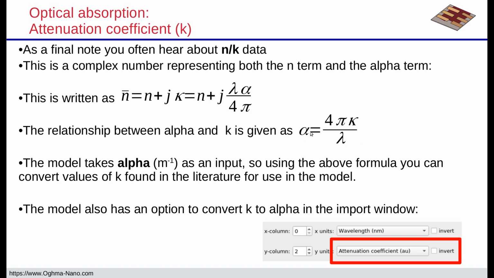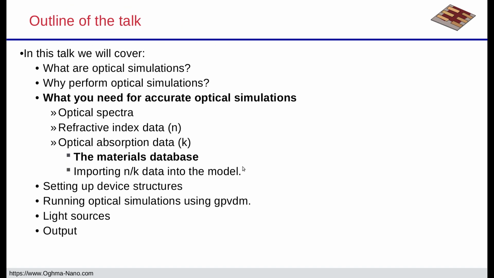So in the literature you'll find alpha and K, and this is how to convert between them. A trick experimentalists quite like to do is normalise their data to 1, and if they do that, then you can't import it into the model because they've lost the magnitude term. That's quite annoying. But assuming they've not done this, and you have a file with K in, you can automatically convert it to alpha by just setting the attenuation coefficient here, and that'll convert it to alpha.